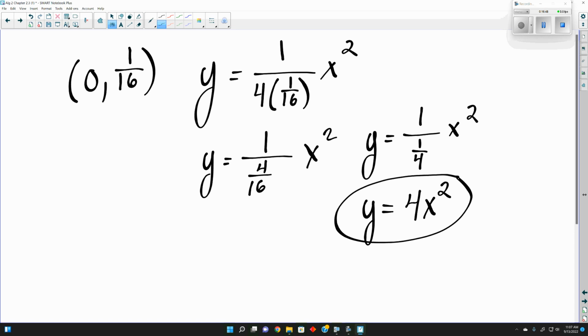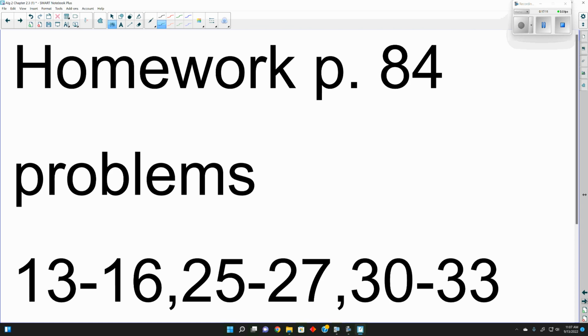So the bigger, or really the smaller this gets, the bigger this number is going to be. So the smaller that value p is, the bigger the number in front of x squared or y squared is going to get. It's kind of weird that it works that way, but that's it. That's all we are going to do with this here.